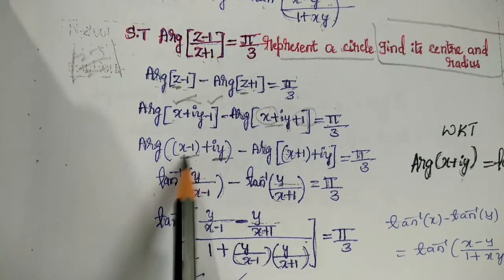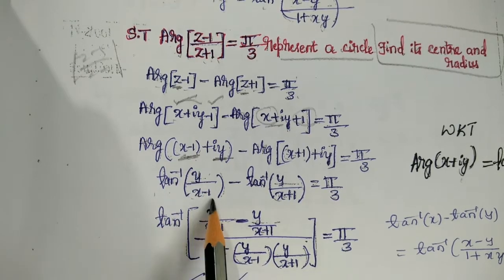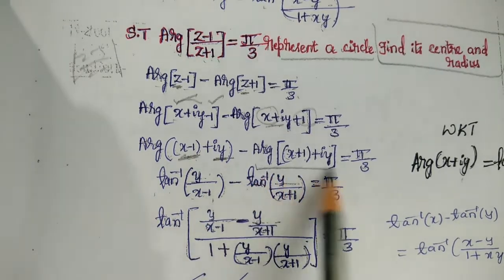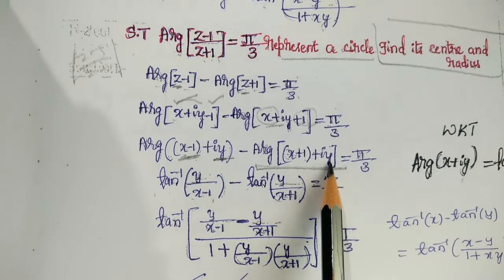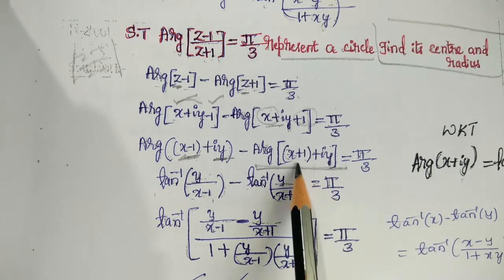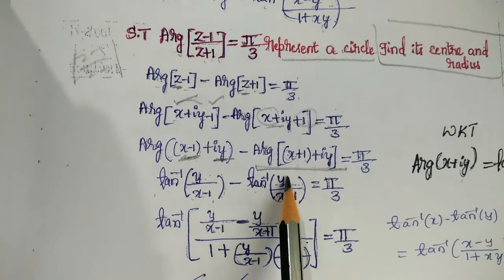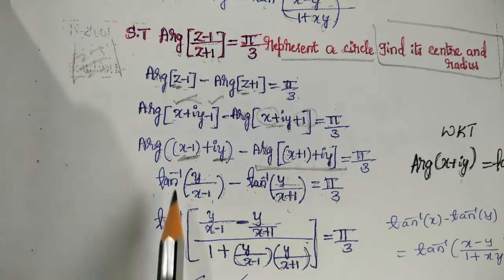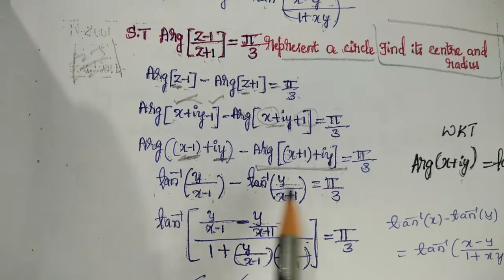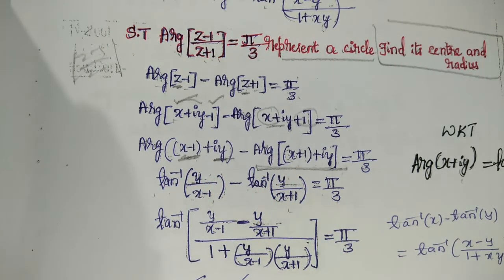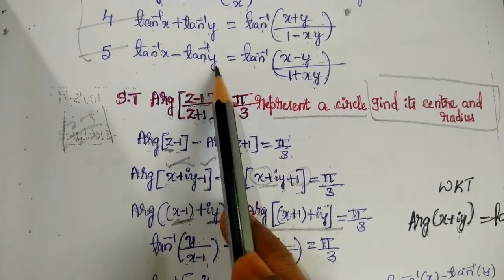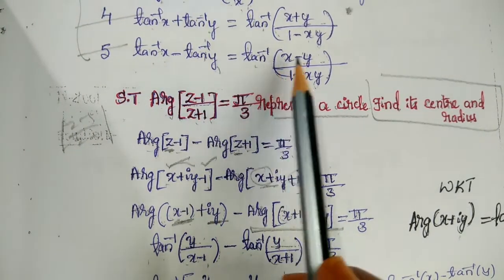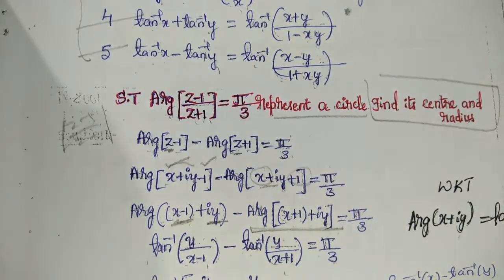Y. Real part is x minus 1. So tan inverse of y by x minus 1, minus. So for this apply arg of the complex number. So here the imaginary part is similarly y, and the real part is x plus 1. So tan inverse of imaginary part divided by real part is equal to pi by 3. So now it is in the form of tan inverse x minus tan inverse y. So apply the formula of tan inverse x minus tan inverse y. So what is tan inverse x minus tan inverse y? So it is tan inverse of x minus y divided by 1 plus xy.